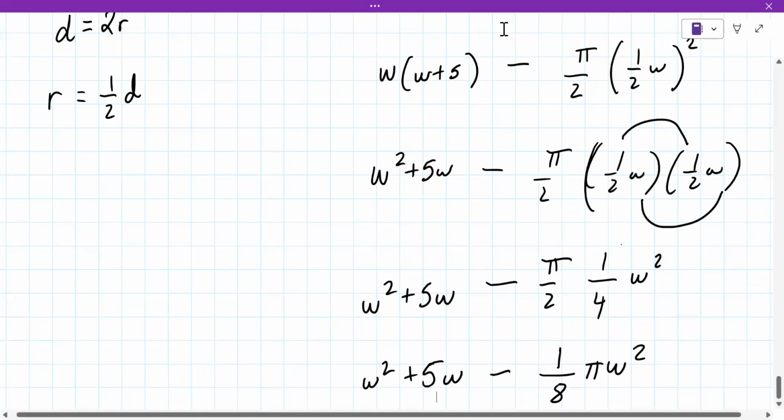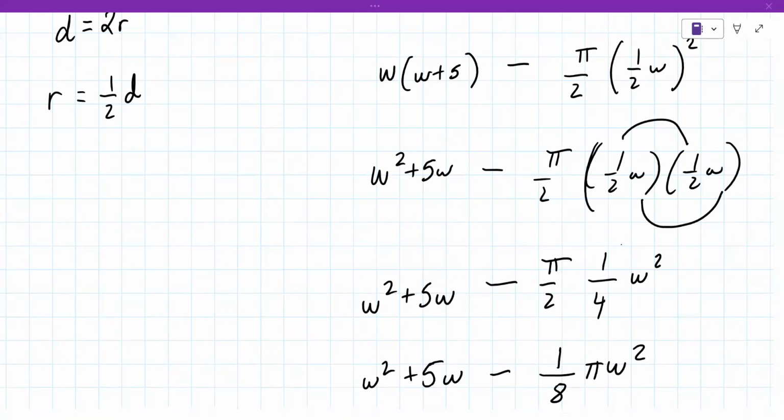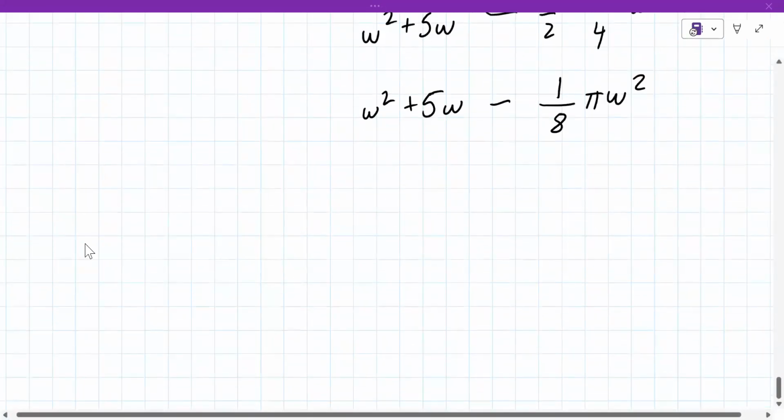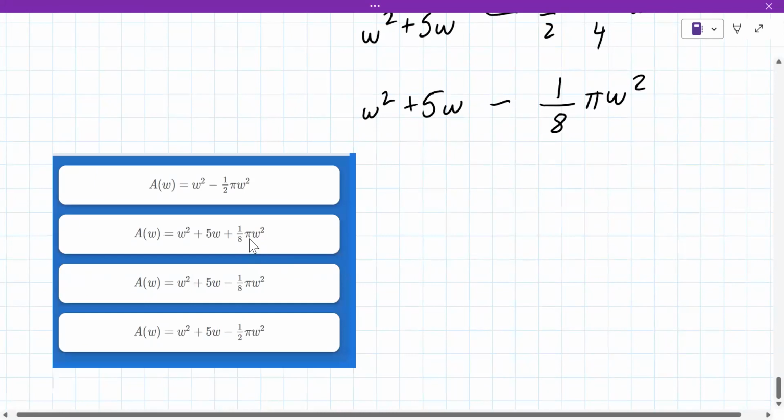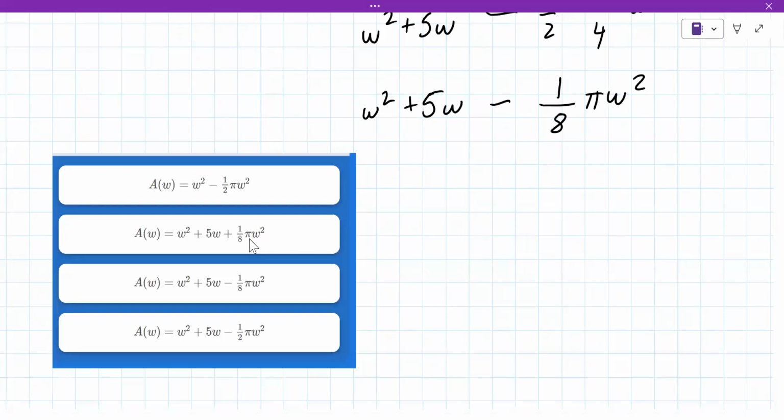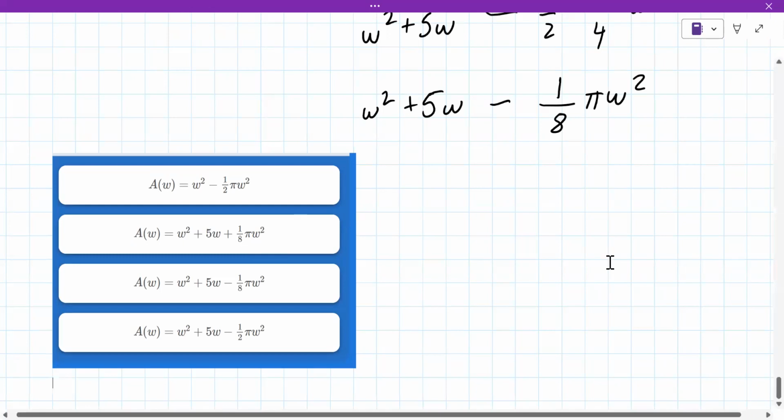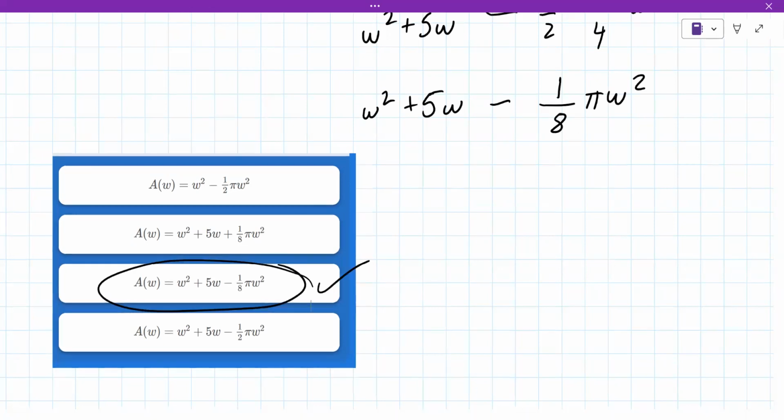Okay. So now we can look at the answers and see which one matches up. It would be the third one. The third one's the answer. Pretty tough question, but you did great on that.